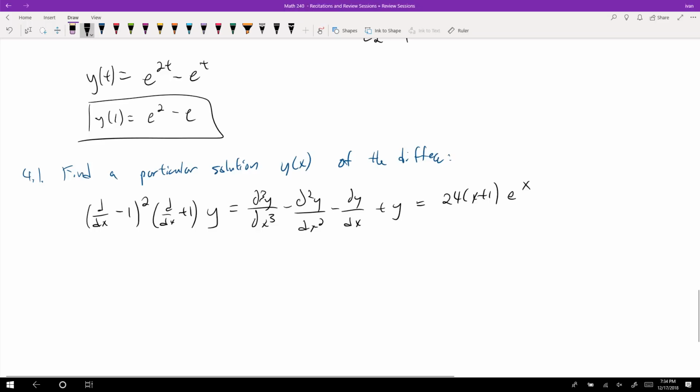Okay, so first of all, you don't actually have to solve the entire thing. You just need to find a particular solution. So that's what this is here. It's just a particular solution.